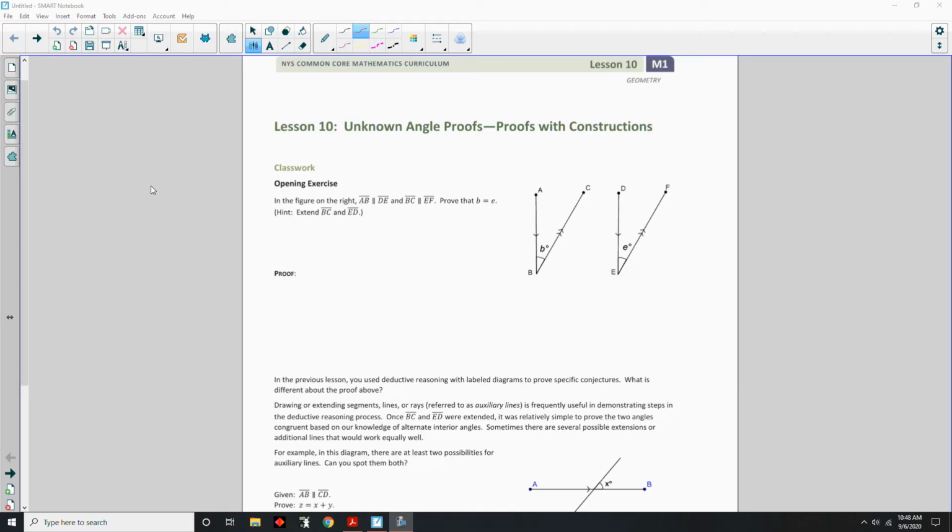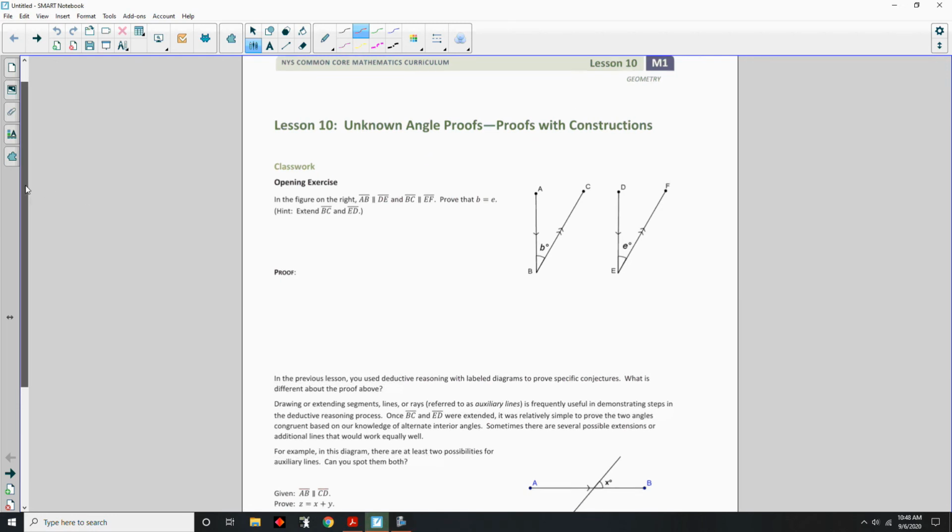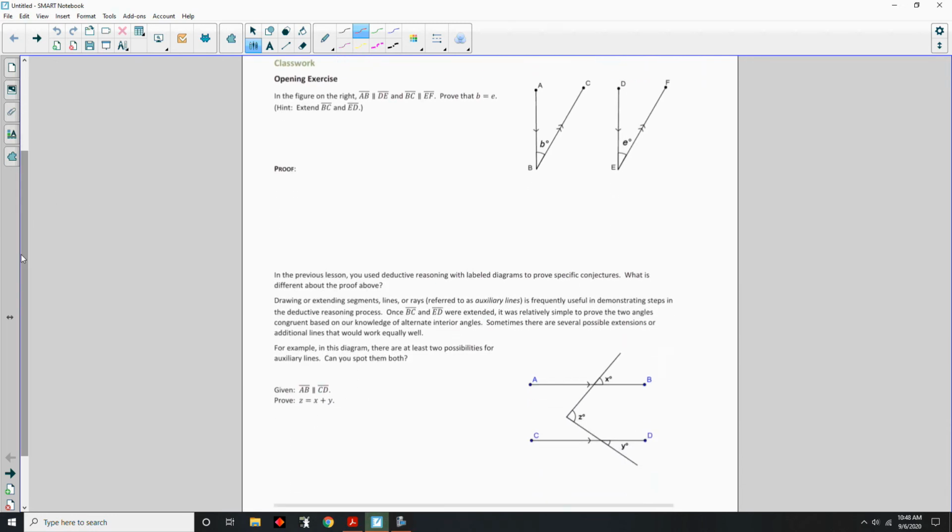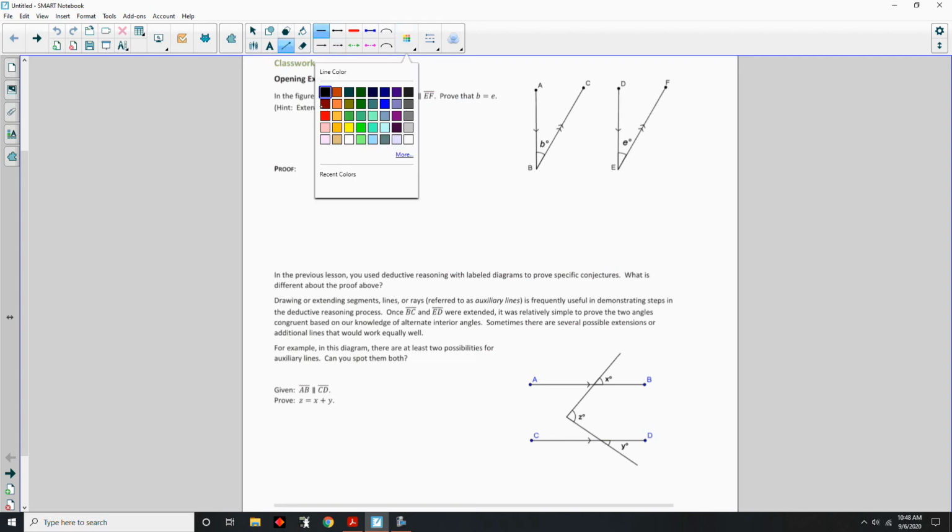Welcome to Lesson 10, Unknown Angle Proofs. Proofs with constructions. Okay, more proofs, more constructions. Opening exercise says, in the figure on the right, segment AB is parallel to segment DE. So, let's mark them. It's already labeled with the little arrow. So those two are parallel.